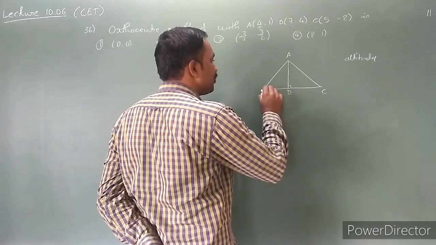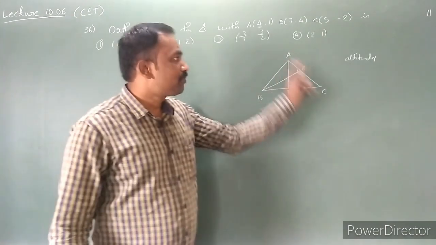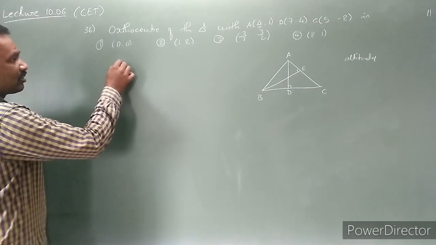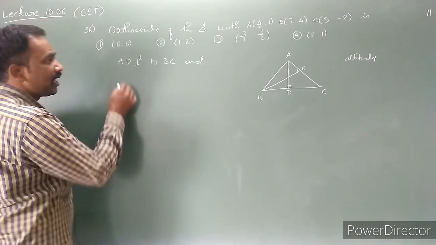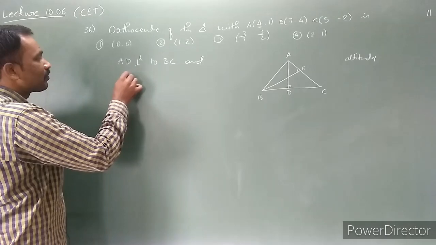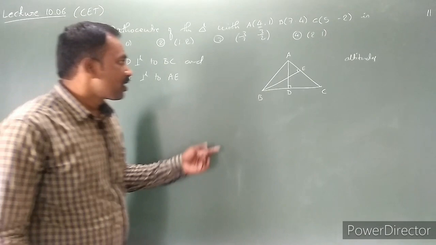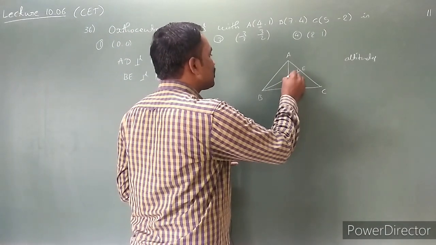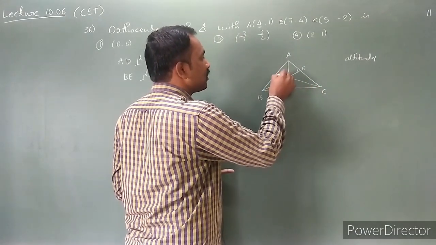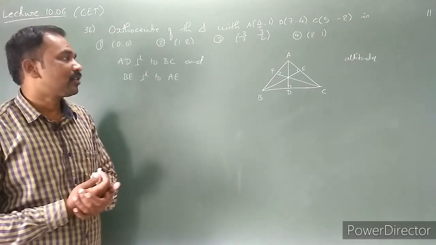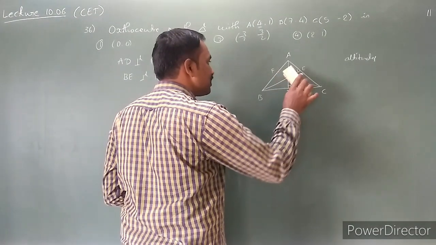Similarly, I just write BE is perpendicular to AC. I just draw that AD is perpendicular to BC, and apart from that, BE is perpendicular to AC. Now I need to get the orthocenter, this point. If you draw this one, that means CF is perpendicular to AB, we can write it. At this moment I am not going to write that one.